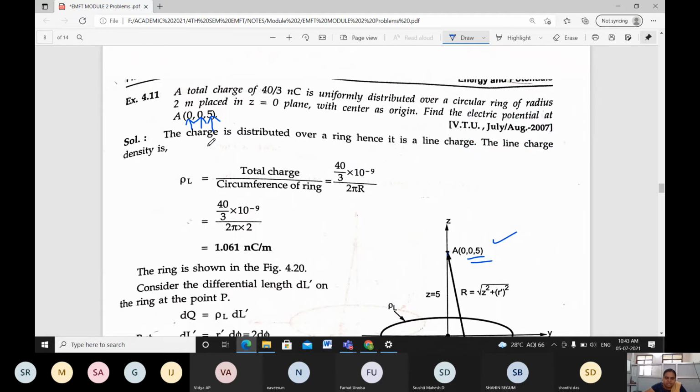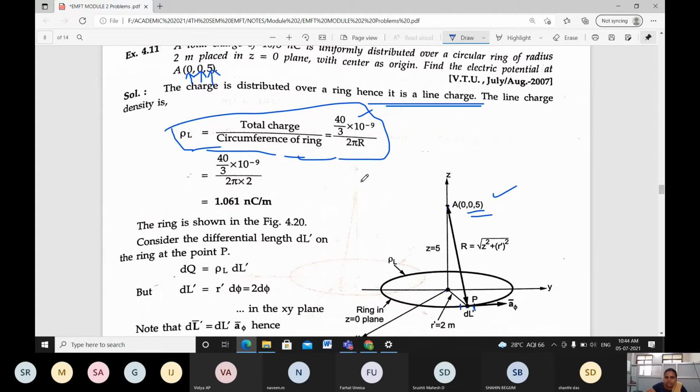Then what is the charge distributed over a ring? Hence it is a line charge. Hence the line charge density is going to be rho L, equal to what? Total charge divided by circumference of the ring. You should know these small equations, then it will be easy for you to calculate. The rho L is going to be total charge divided by circumference of the ring, that is equal to 40 divided by 3 into 10 raised to minus 9, that is your charge, divided by 2 pi r. That is equal to what?